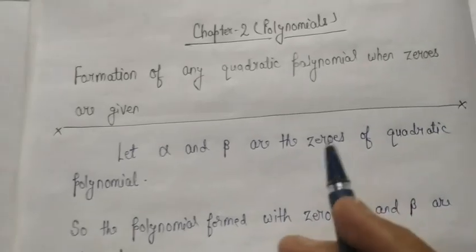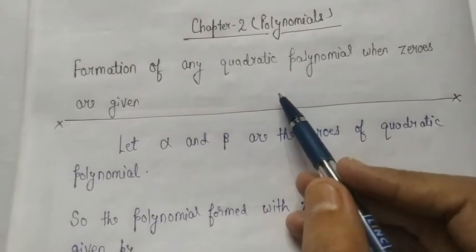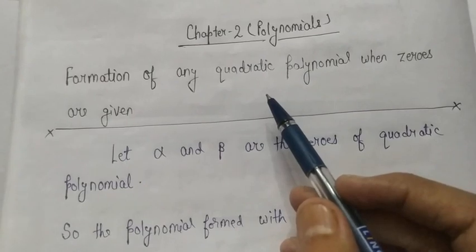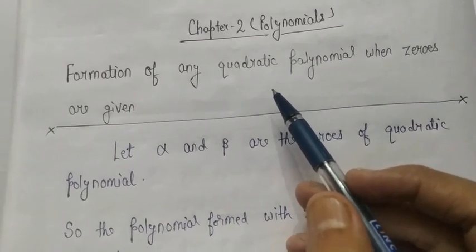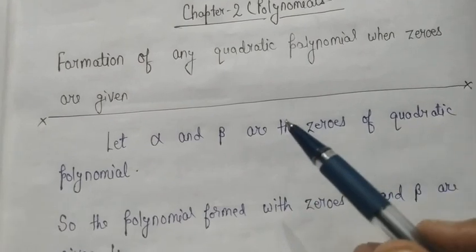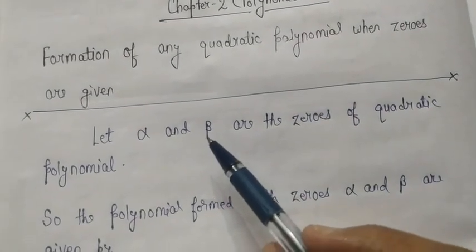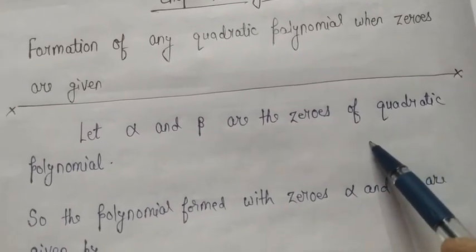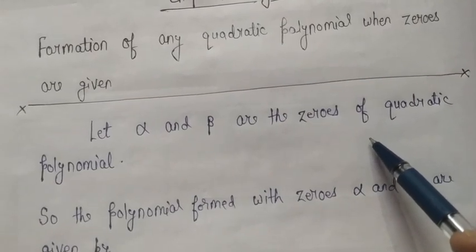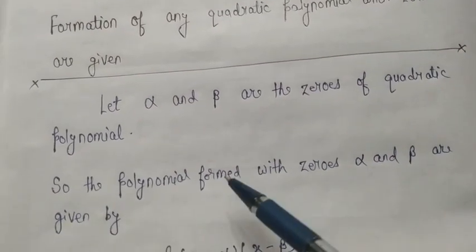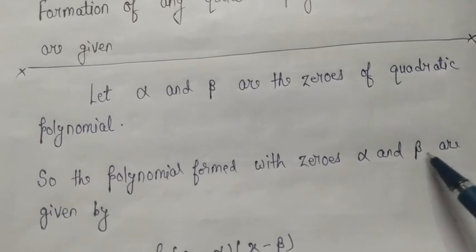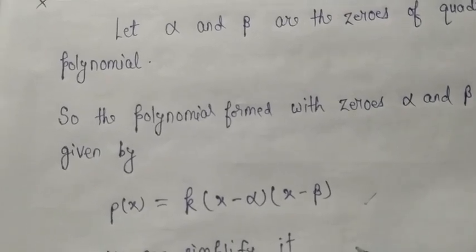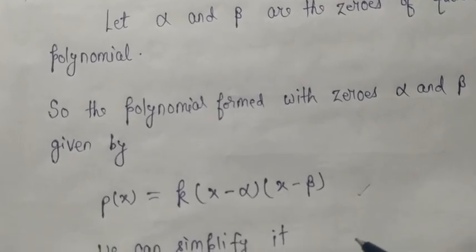See, what is a quadratic polynomial? Quadratic polynomials are those polynomials whose degree is 2, and when the degree is 2 there will be two zeros also. So first we will consider its two zeros. Suppose alpha and beta are the zeros of the quadratic polynomial. The polynomial formed with zeros alpha and beta is given by this equation: p(x) = k(x - alpha)(x - beta).